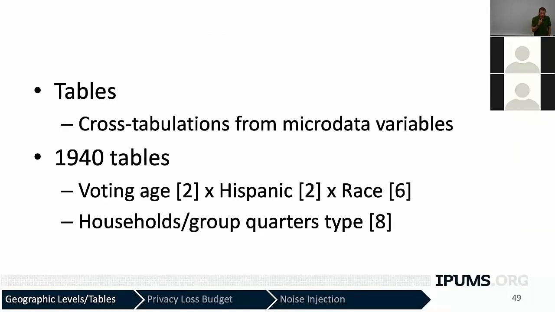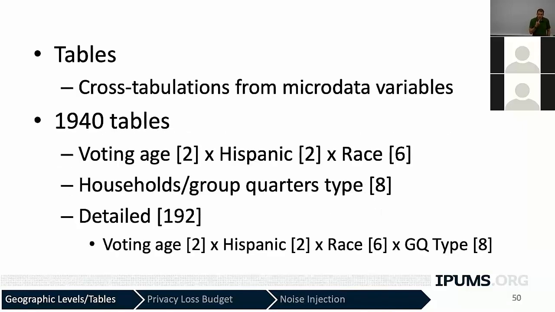They have a household and group quarters type table that has 8 different categories within it. And finally, they have what they call the detailed tables. This is the full cross-tabulation of those 4 variables, 2 by 2 by 6 by 8, for a 192 cell table.